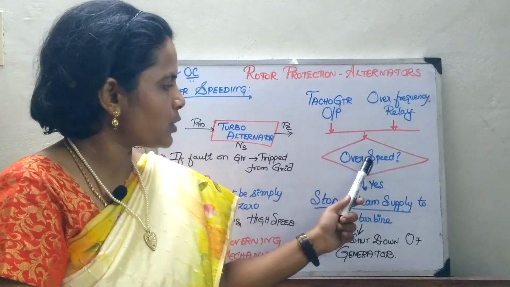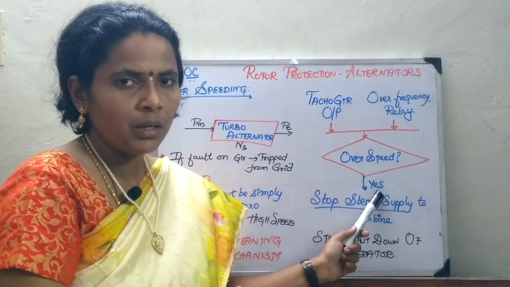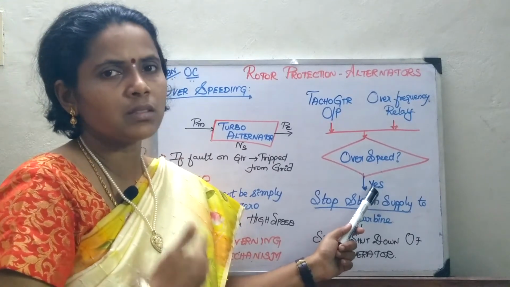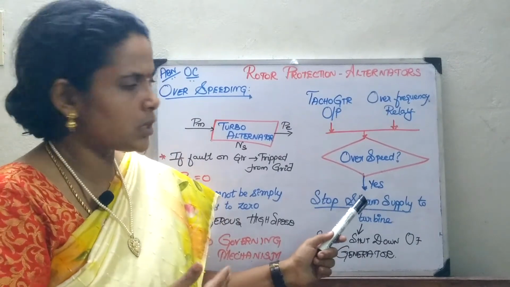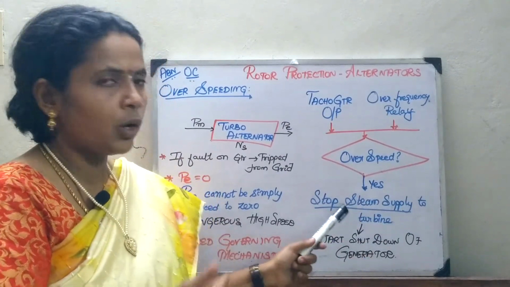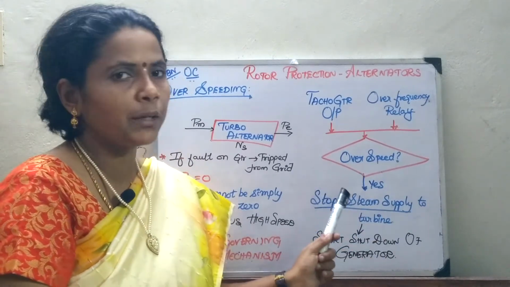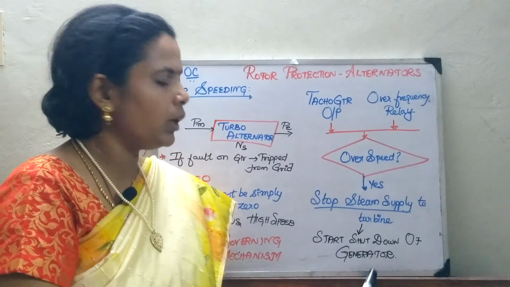So, if overspeeding occurs, then what is the ultimate objective? As I already told you, if the load on the system is removed, then the system is going to run at a very high speed. In that case, the method to quench it is to stop the steam, or to reduce the overspeeding. What you have to do is stop the steam supply to the turbine so that you can start the shutdown of the generator.